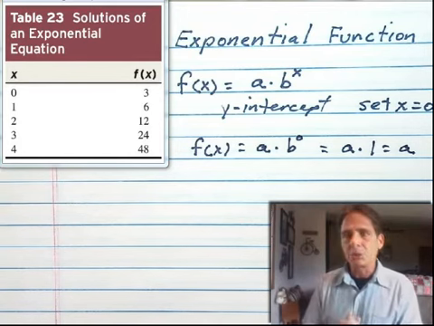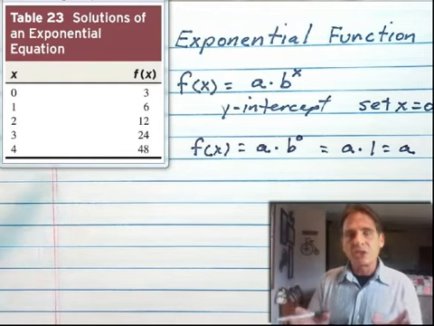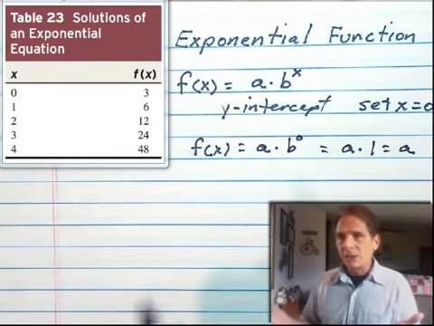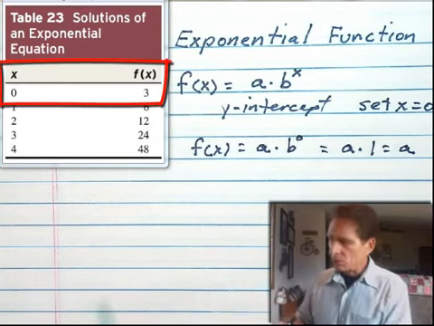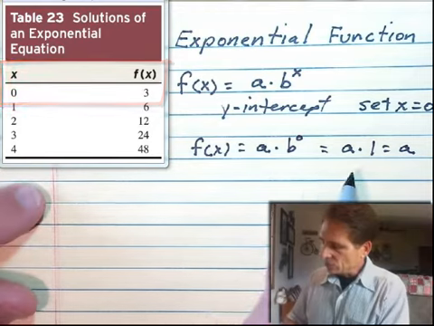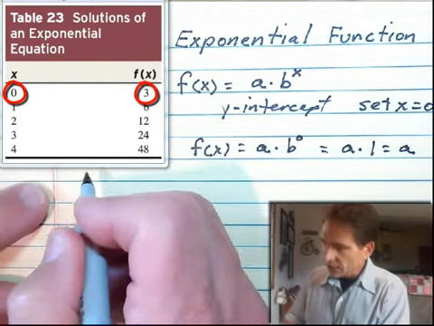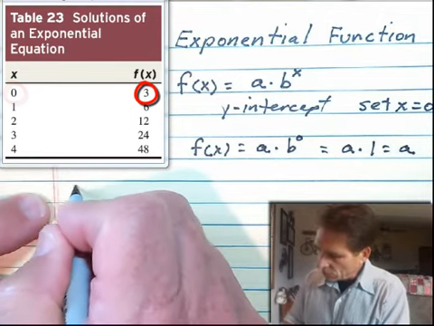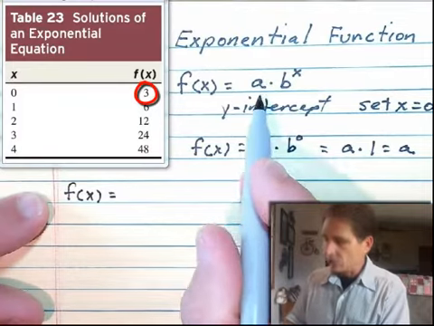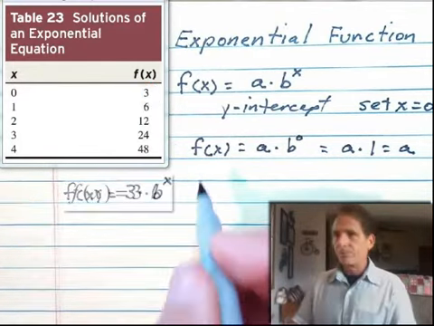So if we're given that table of data, to find the y-intercept, or to find the a, all we have to do is find the value of y when x is equal to 0. We can read it right off the table. So a is equal to 3 because when x is equal to 0, y, or f of x, is equal to 3. So that gives us part of our equation. F of x then is equal to a, which is 3, times the base multiplier raised to the x.